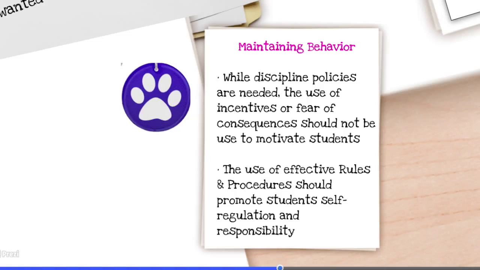Now that is definitely a classroom management policy I do not want to be a part of. Now, just remember, while discipline policies are needed, the use of incentives or fear of consequences should not be used to motivate students. The use of effective rules and procedures should promote students' self-regulation and responsibility.